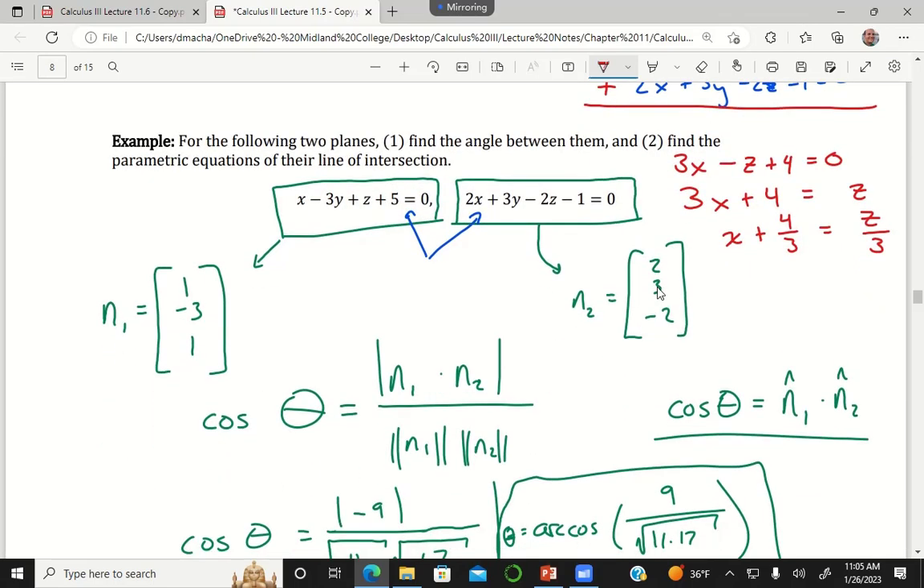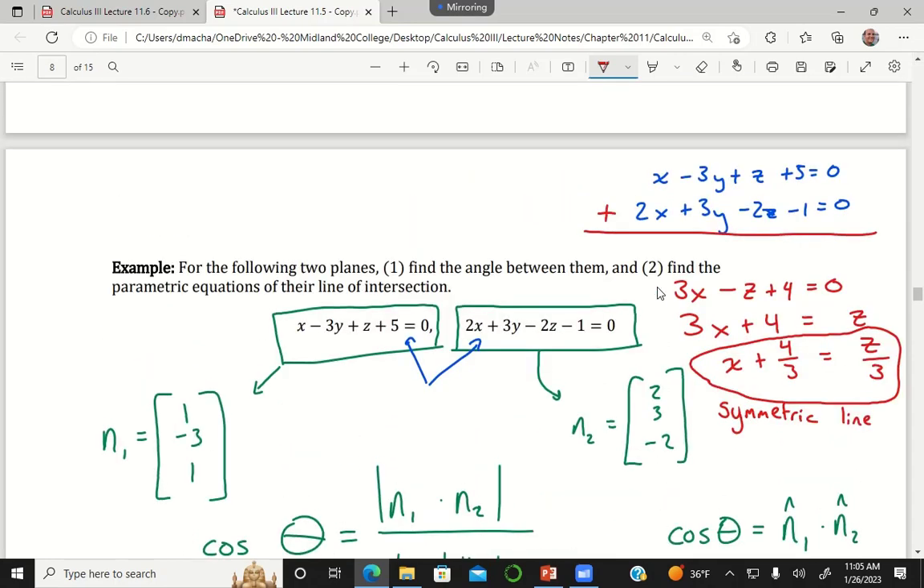Anyways, this is kind of like what we did a while back. I don't know how many days ago. I think we maybe did this yesterday, a symmetric equation for a line. And I haven't yet figured out what my y is going to be.